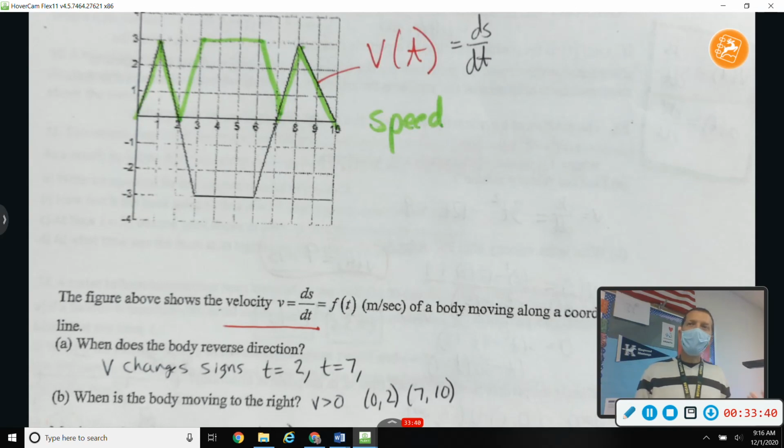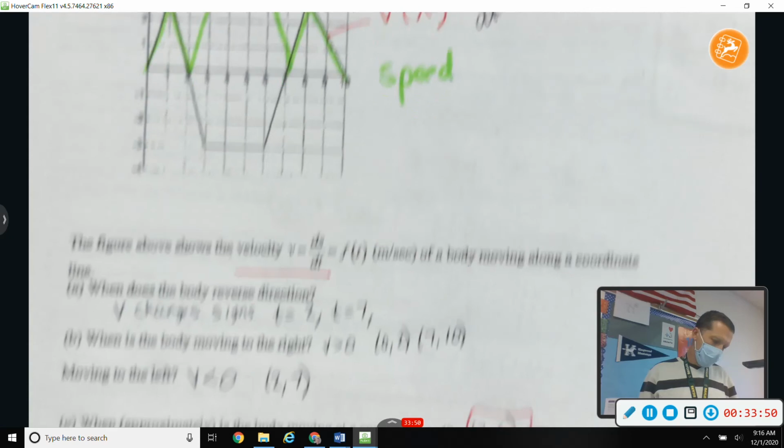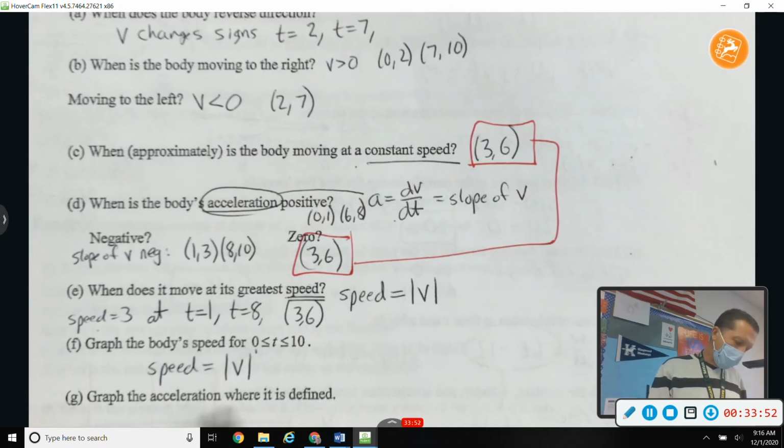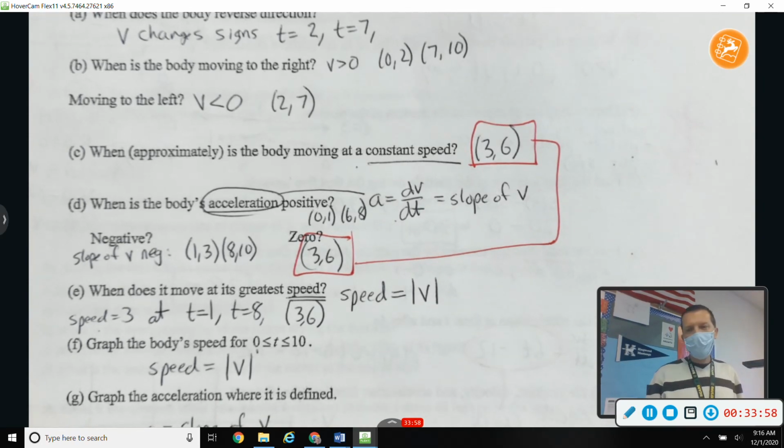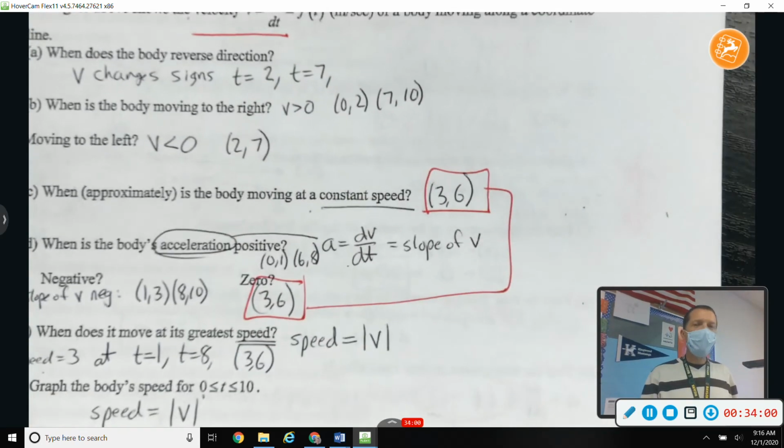So speed doesn't have a sign. You remember that from physics. Speed doesn't have a direction to it. Speed is not a vector, if you want to use some more physics words. And graph the acceleration. Well, acceleration is just the slope of velocity. And we're running out of time, so we're not going to do that.